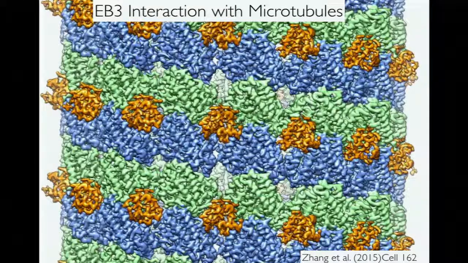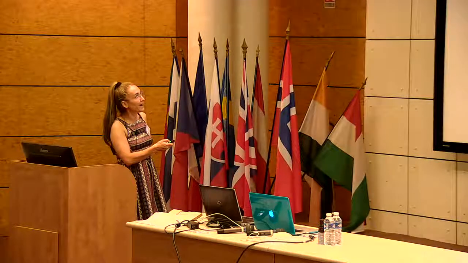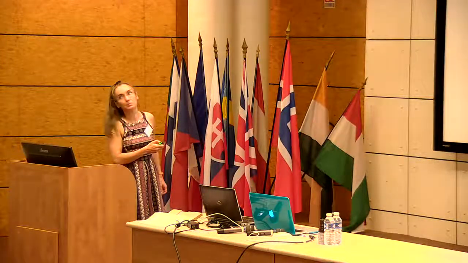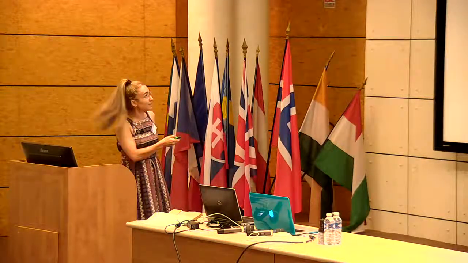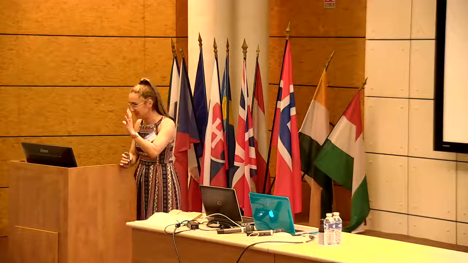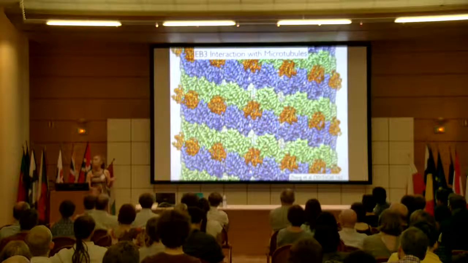So EB, the particular form that we use is human EB3. This is where it binds. So this is one dimer, this is another. And this protein uses a calponin homology domain to bind right between four dimers, at the intradimer and interprotofilament interface. This is where we see this compaction. If you wanted to have something that binds and is sensitive to whether tubulin is bound to one nucleotide or the other, this is where it would be.